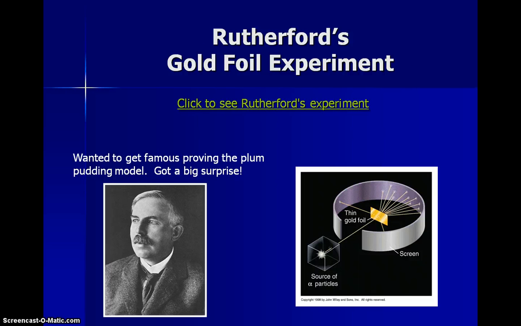Rutherford, he performed something called the gold foil experiment. And really what he wanted to do is he wanted to prove J.J. Thomson's experiment. So if we look here, this is a setup of his experiment. He shot alpha particles, okay, which are positively charged particles, at a piece of gold foil, which is made up of gold atoms, and wanted to see how they behaved. Okay, so let's go ahead and watch this simulation and listen to what his expected results were versus what he got and what conclusions he made based on that.